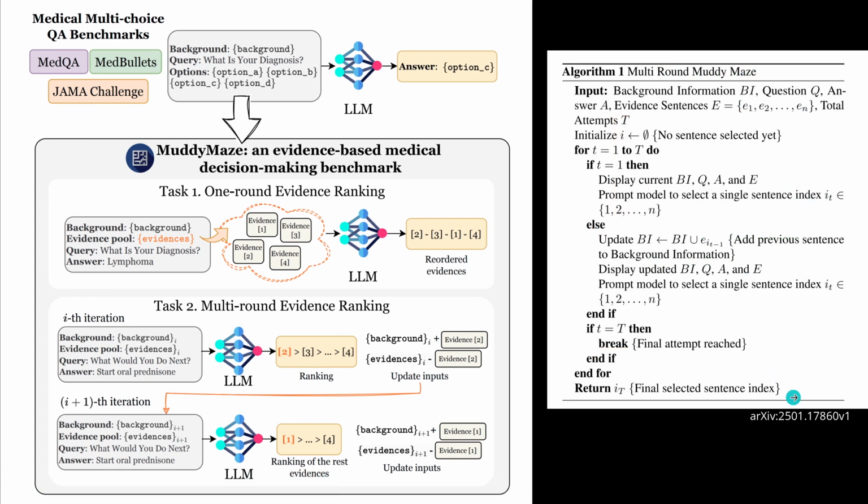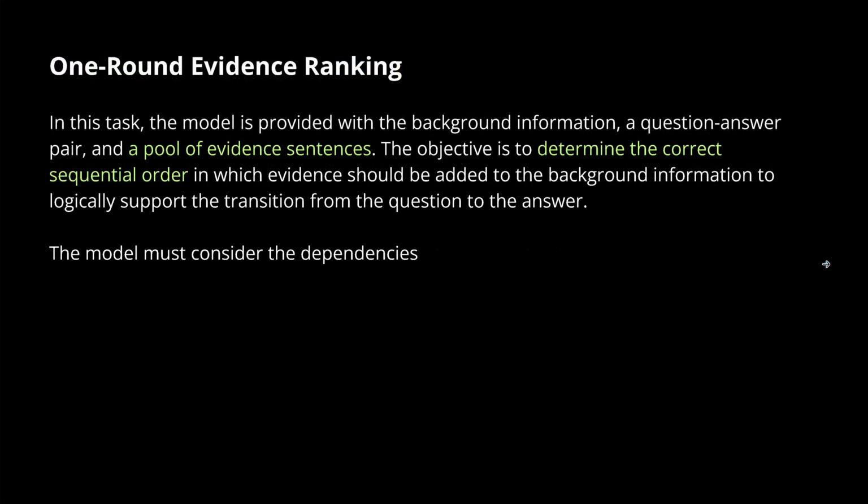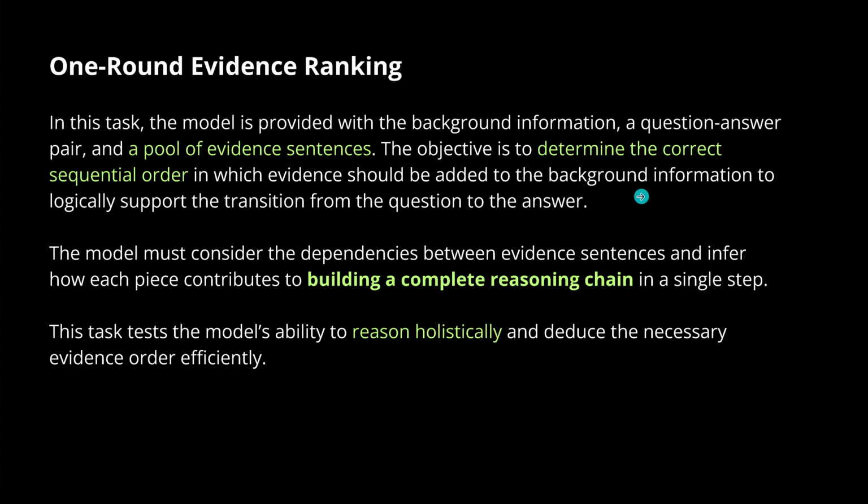If you want to see this in pseudocode, it's really plain and simple. You have your background information and then you choose a single sentence index and you update the prompt with the single sentence index, and this is all there is. So if you want to see this more explicitly in written form, in the one-round evidence ranking, we have a pool of evidence sentences from the human patient. And then the objective is to determine the correct sequential order in which this evidence should be added to the background information for our medical AI system.